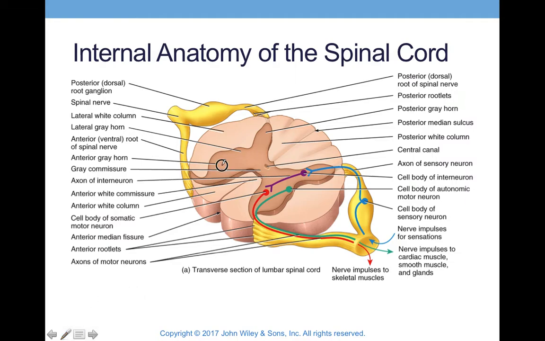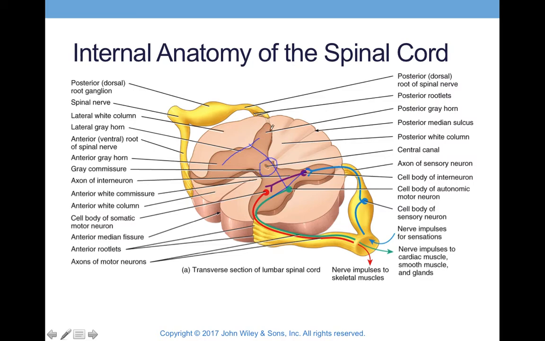The gray matter is shaped like the letter H or butterfly shaped. In the center of the gray commissure is the central canal here. It will run the entire length of the spinal cord, and it contains cerebral spinal fluid. Anterior to the gray commissure is the anterior white commissure, which connects the white matter of the right and the left sides of the spinal cord.